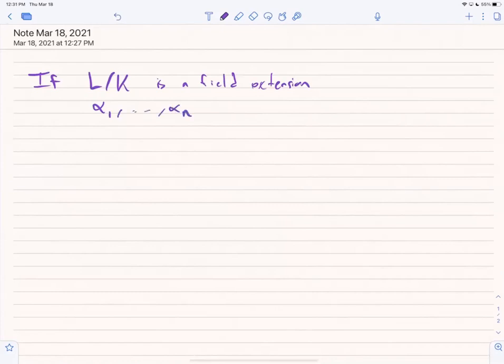I want to start by generalizing one definition from last time because it'll be useful to do so. If L over K is a field extension, and I have elements alpha_1 through alpha_n of L, then K(alpha_1, ..., alpha_n) is the smallest subfield of L containing all of these elements and K.